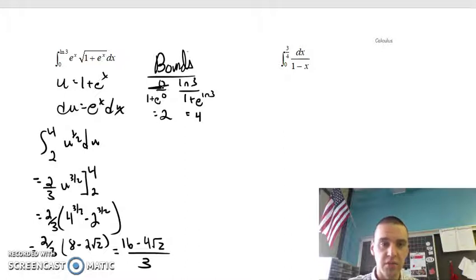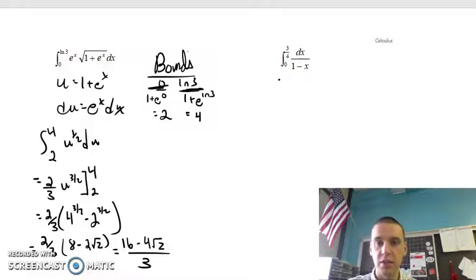So 0, ln of 3, we plugged in. 1 plus e to the 0 is 1. E to the ln of 3 is 3. That's where I got 2 and 4. And then look at how much simpler this was. We're just taking the integral of u to the 1/2 from 2 to 4. That's it. And so, did that out, and hopefully you got that.